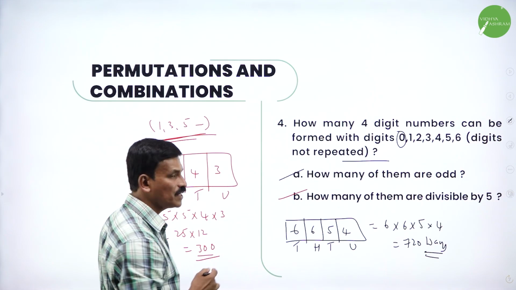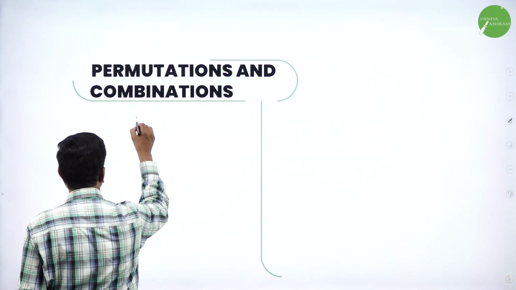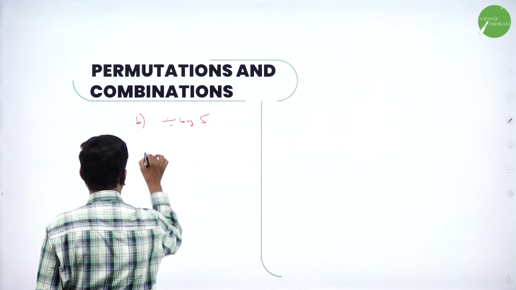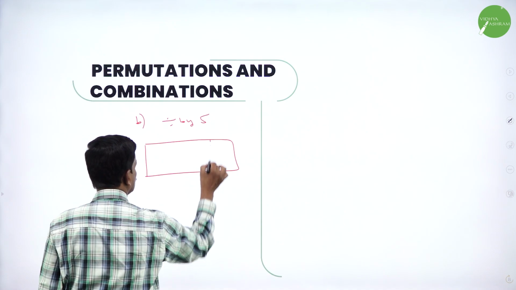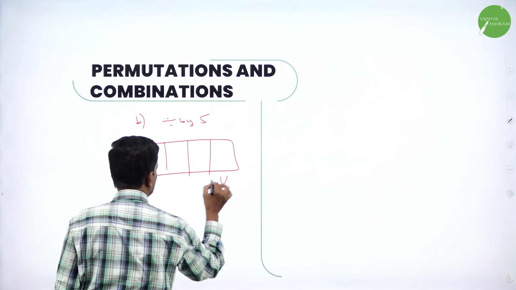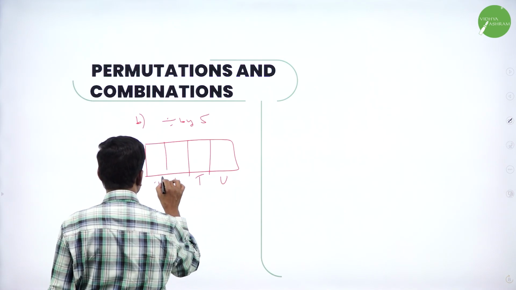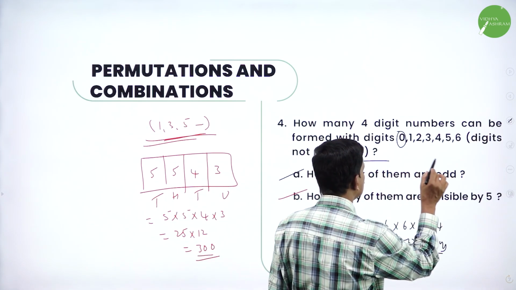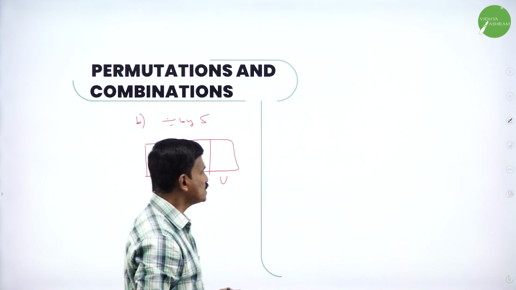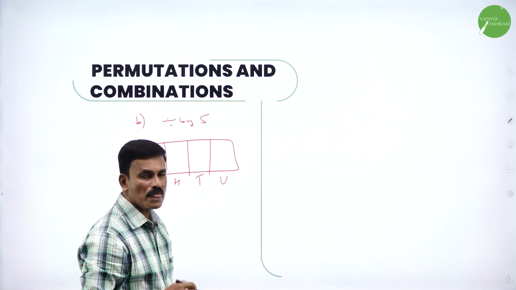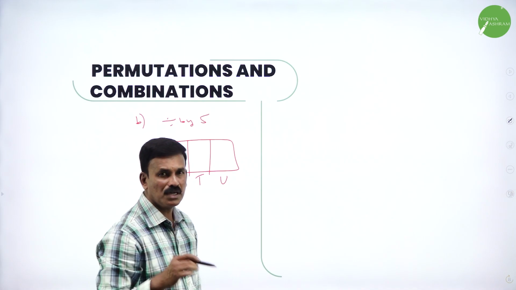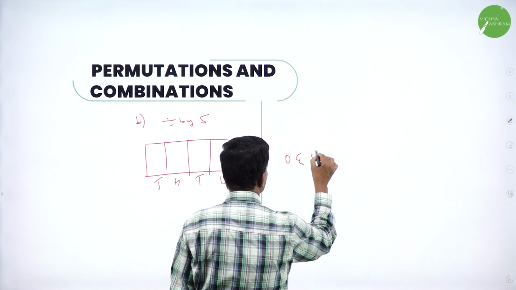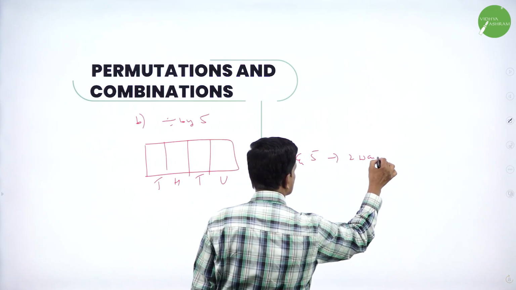Case number 2: how many of them are divisible by 5? So here the places are unit, 10, 100, 1000. The digits are 0, 1, 2, 3, 4, 5, 6. Divisible by 5 means the unit place can be filled by 5 or 0. The unit place can be filled by 0 or 5, which is in 2 ways.